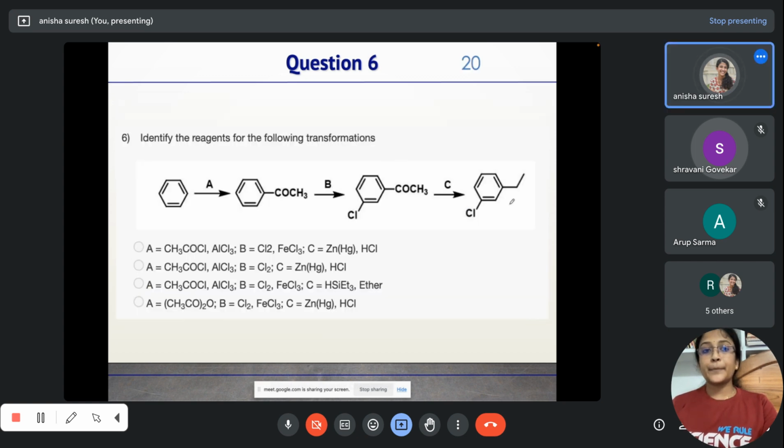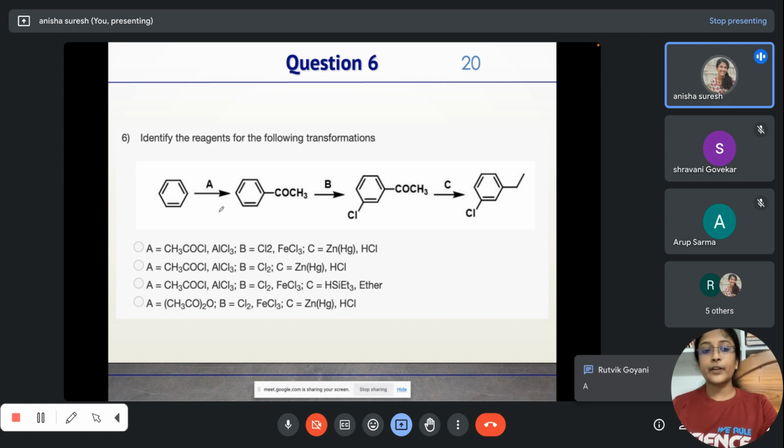Now coming to question number 6, identify the reagents for the following reaction. So here the benzene ring is undergoing acylation, so you have to find out the reagents at this position A. Then it is undergoing chlorination at the meta position, so you have to find the reagents at position B. And then this C double bond O, the ketone, is being reduced into an alkane, so you have to find the reagents at C.